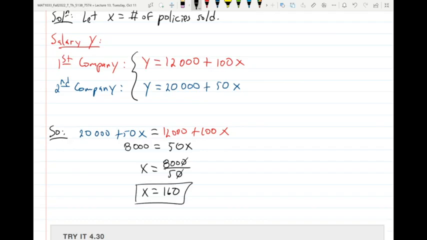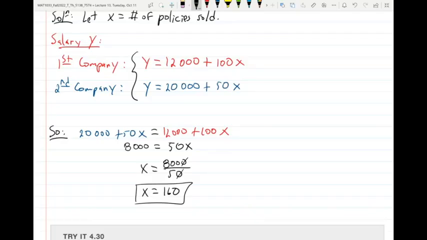We don't really need to go on, but you can plug in to get the y, that way you know what the salary will be. But this is telling us that you need to sell 160 policies for the two pays to match. Of course, if you sell more than this, then option number one is better because you're going to be getting more commission. At this point, after 160, they're going to meet.